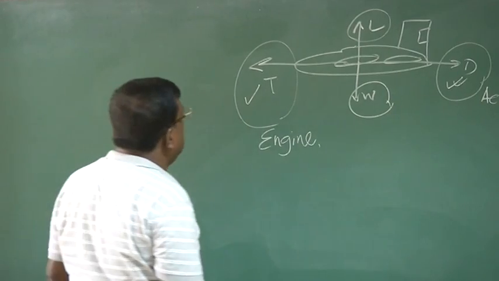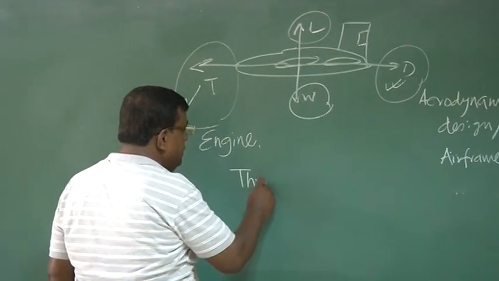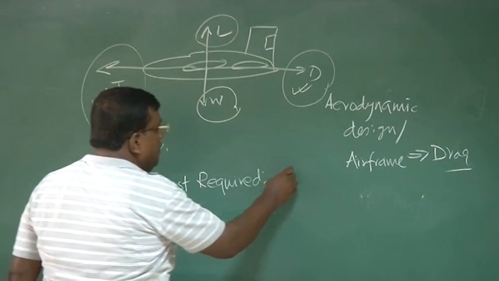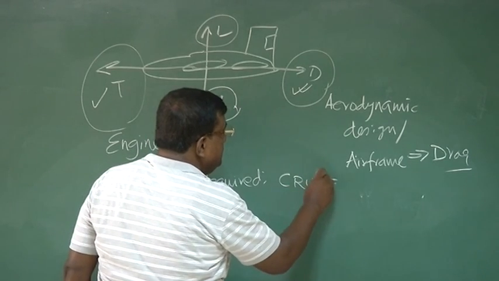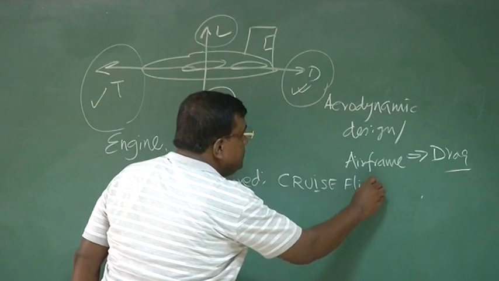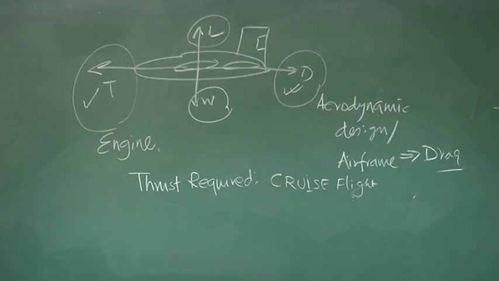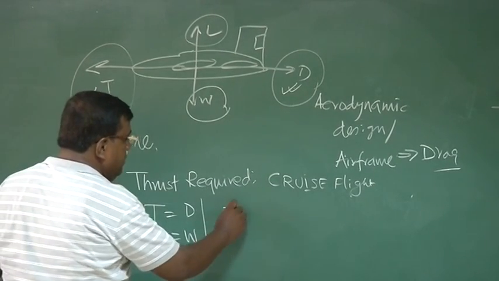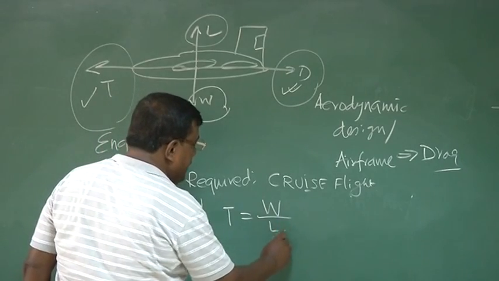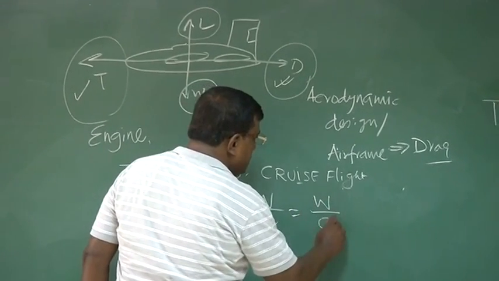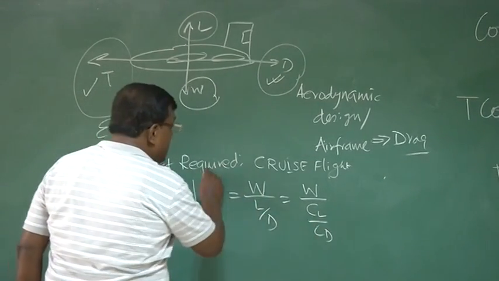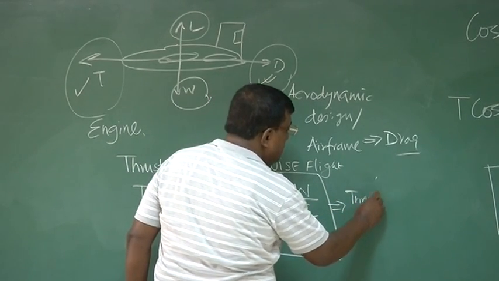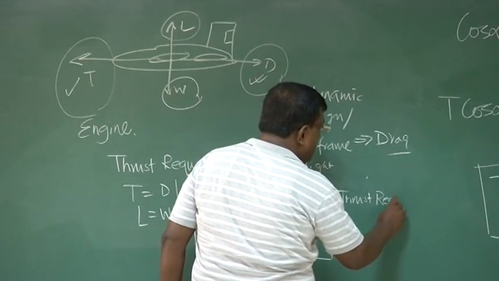Okay, now let us first try to understand what is the thrust required. We are talking about cruise flight. As I told you, these are very important equations, thrust equal to drag and lift equal to weight. So I can club them. I can write thrust equal to W by L by D. I can write W by CL by CD. This is an expression to get thrust required for cruise.